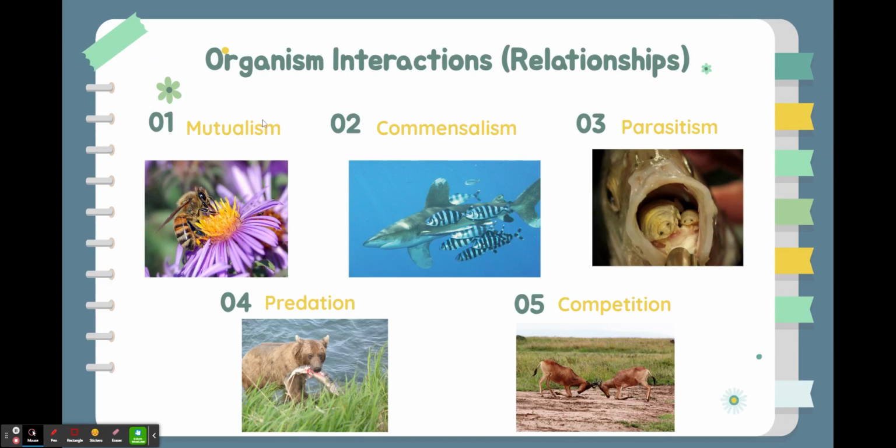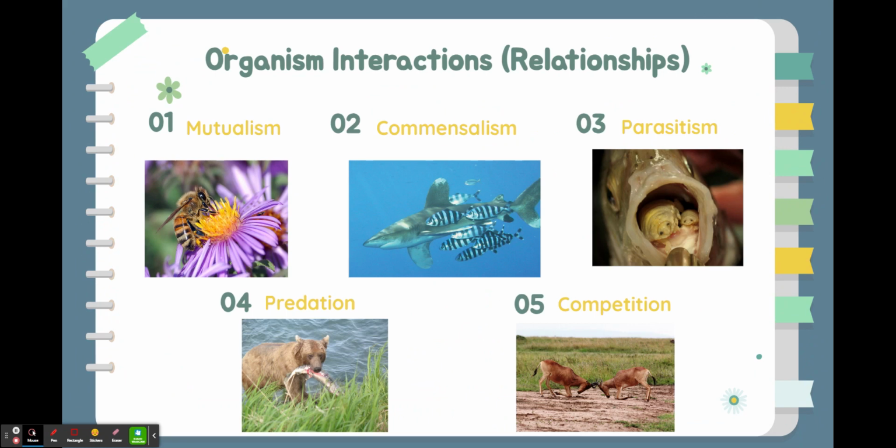All right, looking at our organism interactions, also called relationships, we're going to start over here with number 1, mutualism. Mutualism is a type of ecological relationship in which both organisms involved are going to benefit from the interaction. This interaction enhances fitness, survival, or reproductive success of both organisms. So essentially, it's going to be a win-win situation.